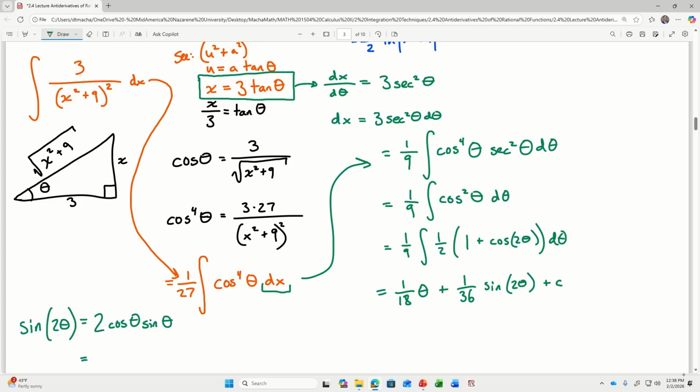So on my triangle here, cosine is the ratio of the adjacent side to the hypotenuse, right? So for cosine, I'm going to write 3 divided by square root of x squared plus 9. And then for sine, sine is the ratio of the opposite side divided by the hypotenuse. And so whenever I simplify the sine of 2 theta part, that's going to simplify down to 6x divided by x squared plus 9.